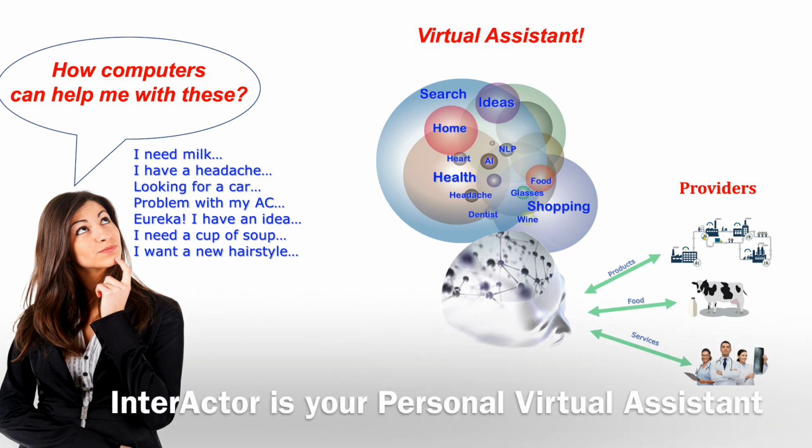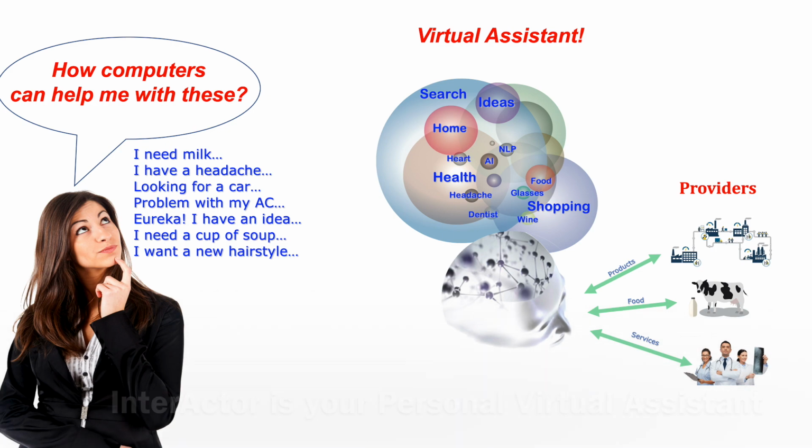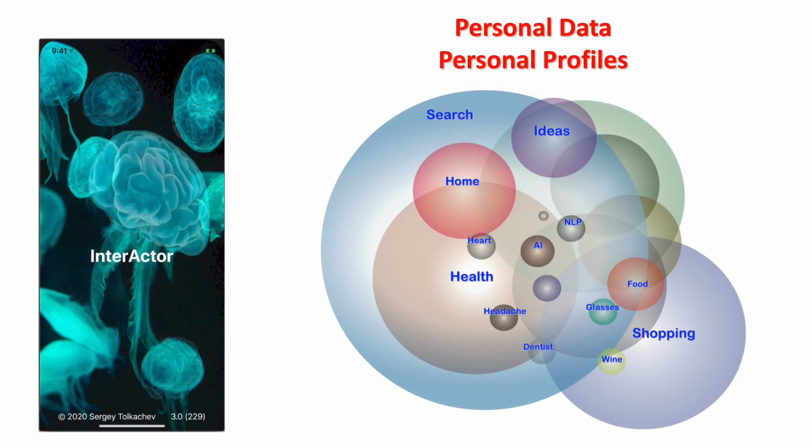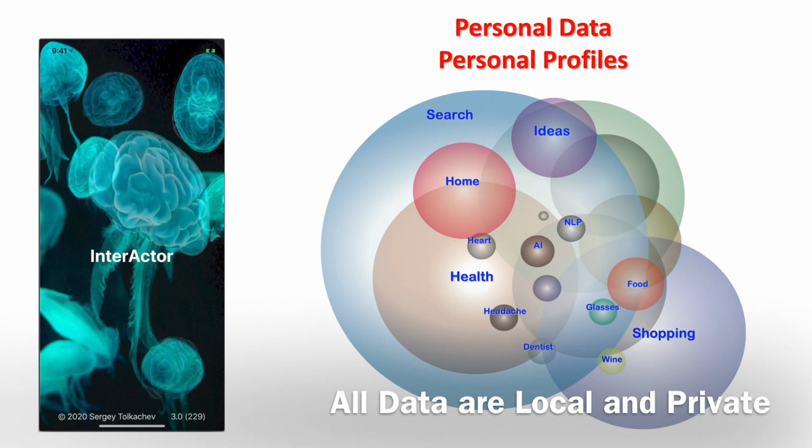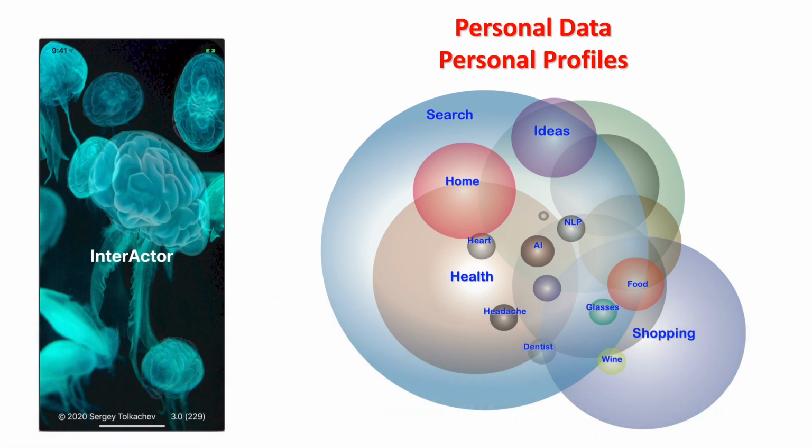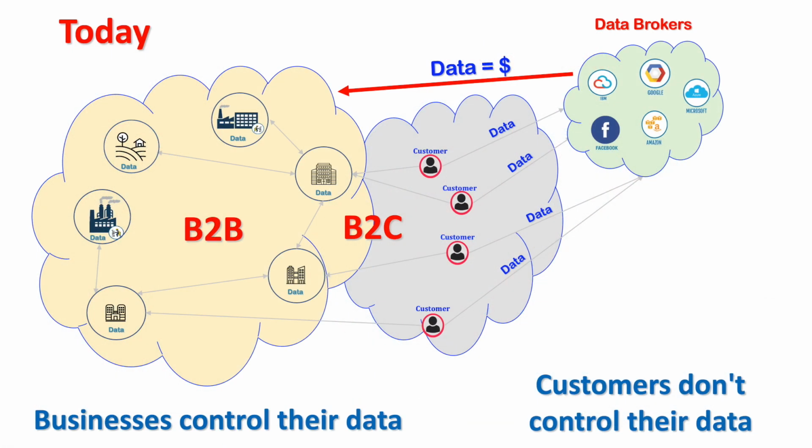InterActor is a virtual assistant that helps you to collect and organize your personal data. It collects your shopping preferences, health data, ideas and memos, and organizes this data into your personal profile. You can use your personal profile to negotiate with businesses in the same way that businesses negotiate among themselves.